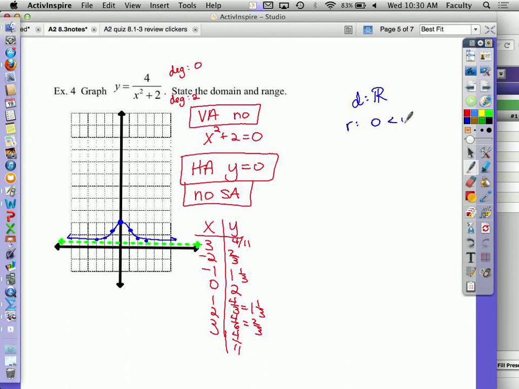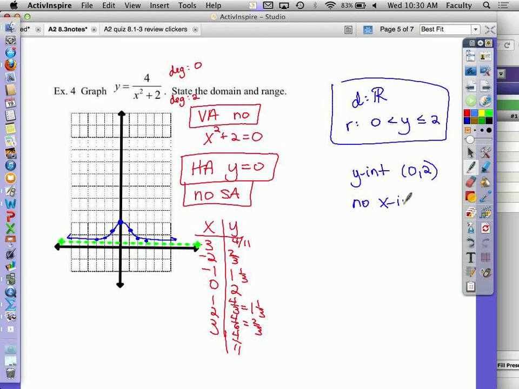Okay, so we're going to write it like this because it actually touches 2, right? It's not two separate pieces, so we're going to write this as a double inequality: 0 is less than y is less than or equal to 2. Now let's do our intercepts. I have a y-intercept of (0, 2), and it never touches the x-axis.